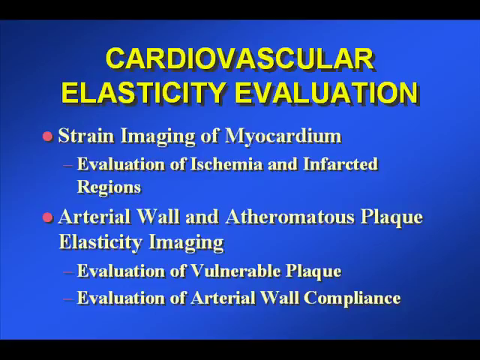In the cardiovascular system, strain imaging has been performed for a very long period of time. They use somewhat different techniques because these organs produce strain as a normal course of their process of contraction. For strain imaging of the myocardium or heart, areas of ischemia and infarction can be evaluated using strain imaging, showing less strain in the areas of infarction and ischemia. Arterial walls can be evaluated, but more particularly atheromatous plaque can be evaluated to look for areas of vulnerable plaque, which are softer than normal plaque.